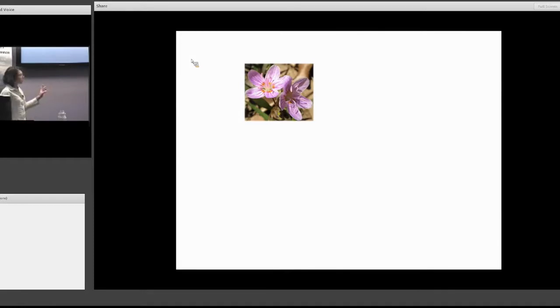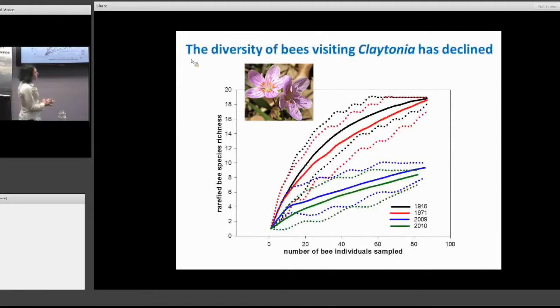So we were lucky in that we could look at this plant and its visitors for all three time periods: Robertson's time period, Marlin, and currently. And so, maybe not surprising to you at this point, we found that the diversity of bees visiting Claytonia has declined over time. What's kind of interesting is that Robertson and Marlin saw a very similar diversity of bees, so no declines in the bees visiting Claytonia between 1916 and 1971, but they have declined by about half since that time, so in the last 40 years or so.